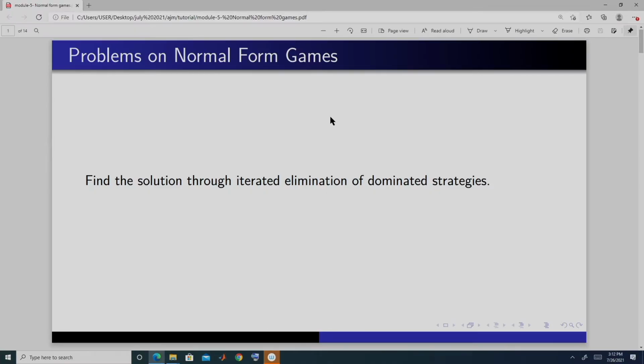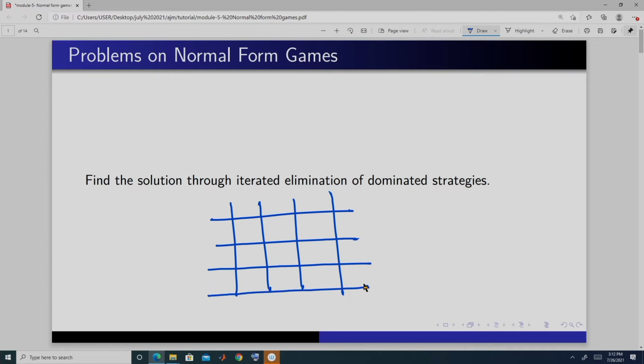Week 5, module 5. It's normal form game. So, let's solve some problems on normal form game, okay? So, let's take this example. S1, S2, S3, T1, T2, T3, this is player 1, this is player 2, payoffs are like this, okay? Okay, so this is a normal form game, okay?